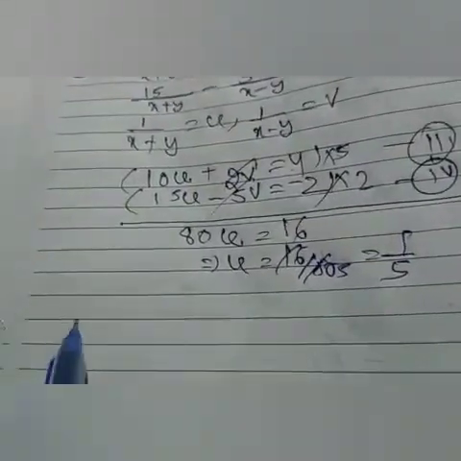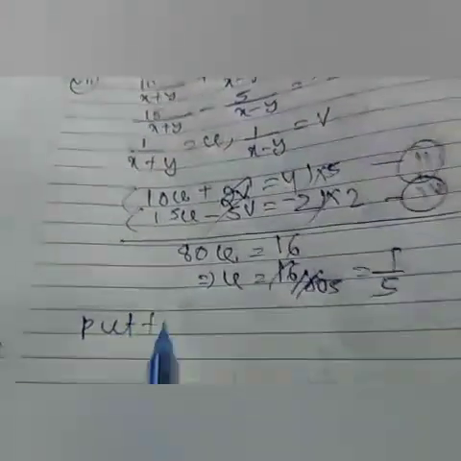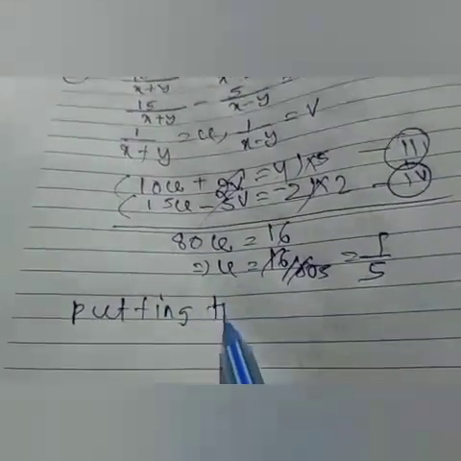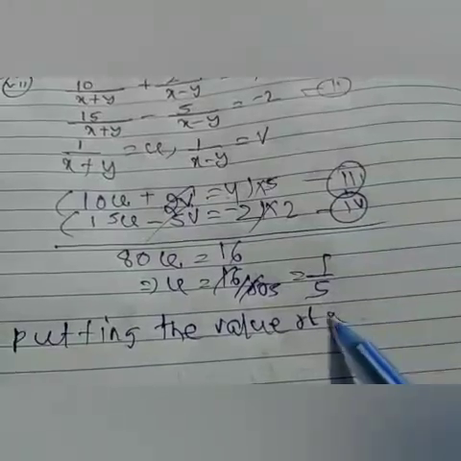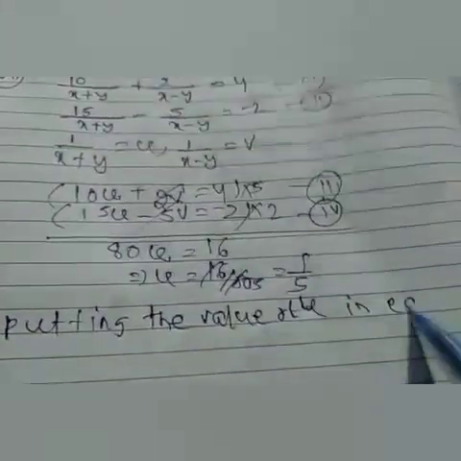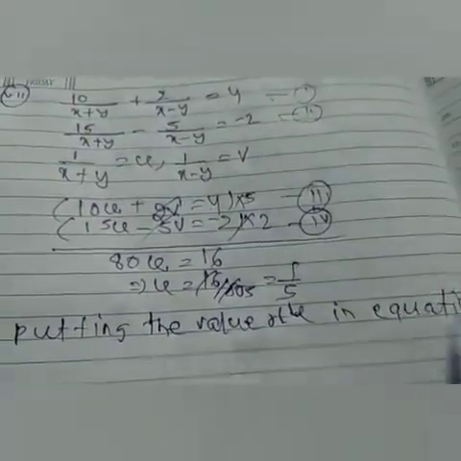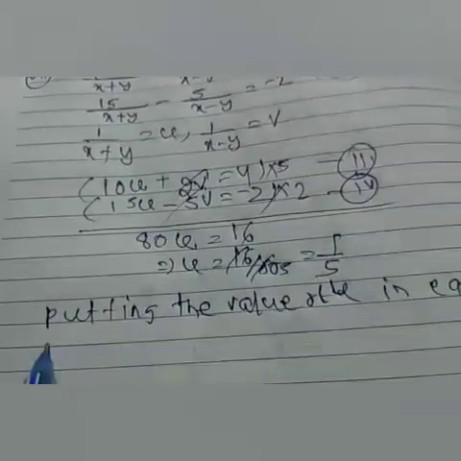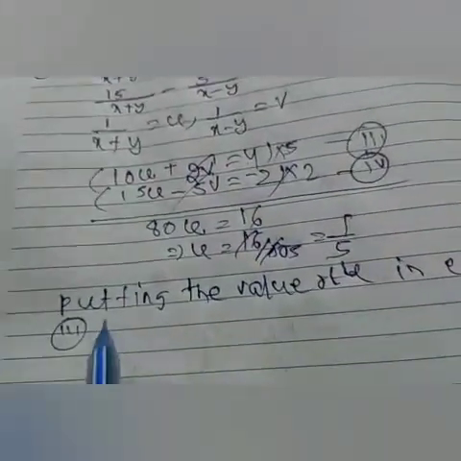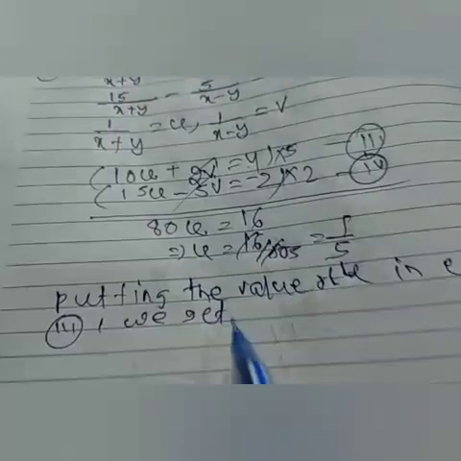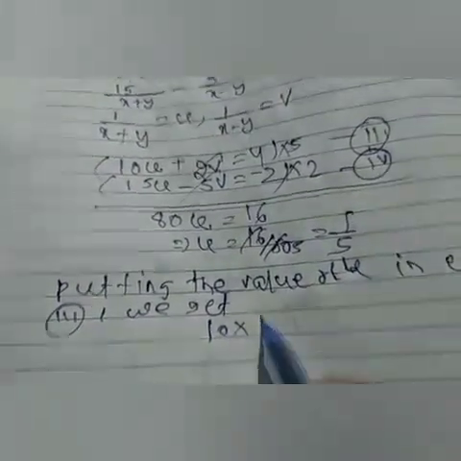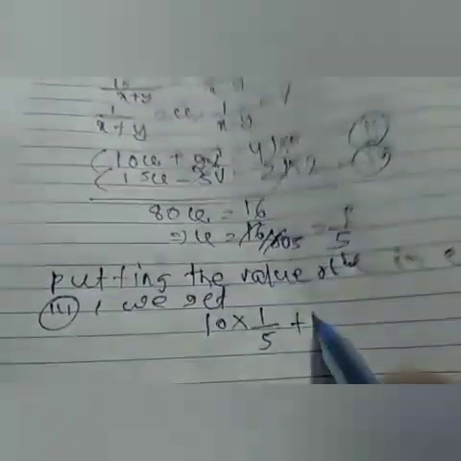Then putting the value of u in equation 3, we get 10 into u plus 2 into v equals 4.